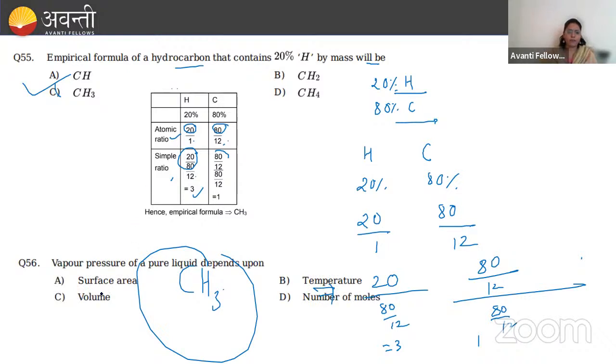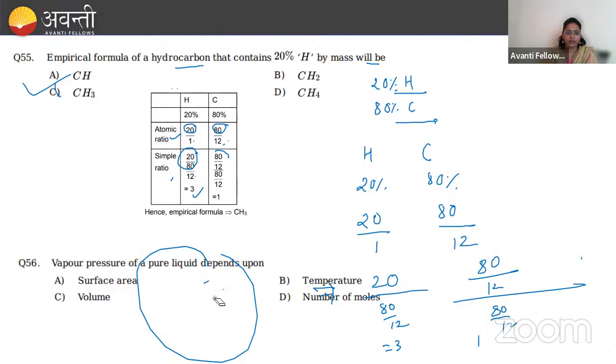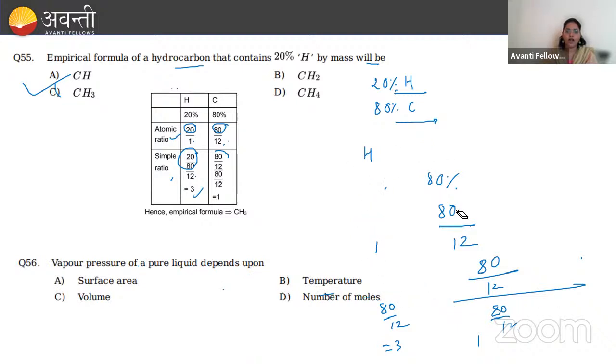Okay, next question is: vapor pressure of a pure liquid depends upon. Vapor pressure of a pure liquid depends upon. So here I have written the question: vapor pressure of a pure liquid depends upon surface area, temperature, number of moles and volume. Yeah, what is the answer? B answer. Okay, temperature. Okay, any answers?